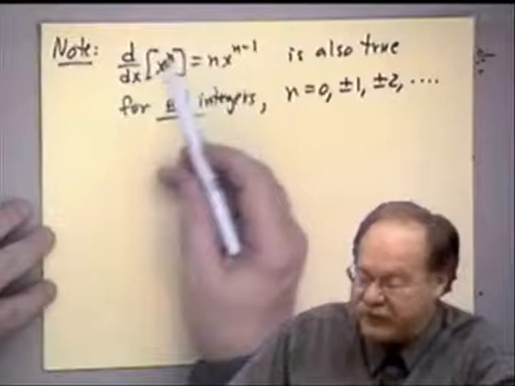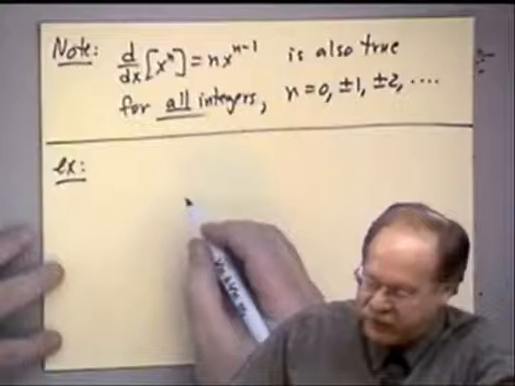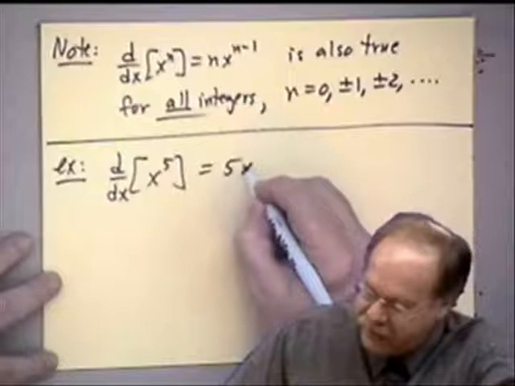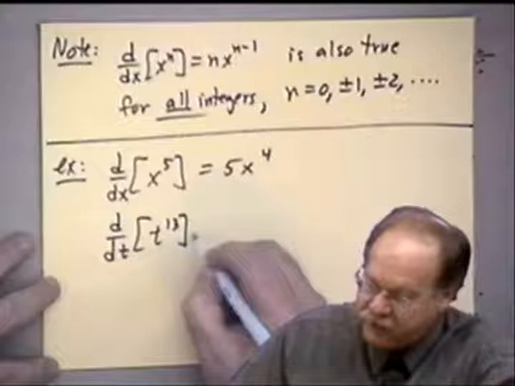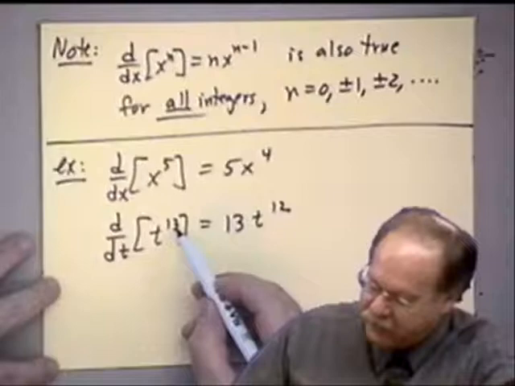So, for example, we can take some very simple things. The derivative, say, of x to the fifth is just 5x to the fourth. The 5 comes down, and then the power is dropped by 1. Simple as that. If you have the derivative with respect to t of t to the 13th, you have 13t to the 12th. So the 13 comes down, the 13 is dropped to 12. What about something like this?